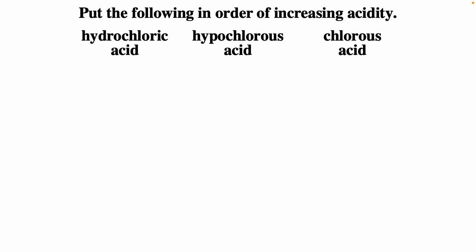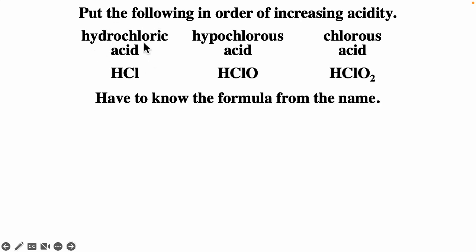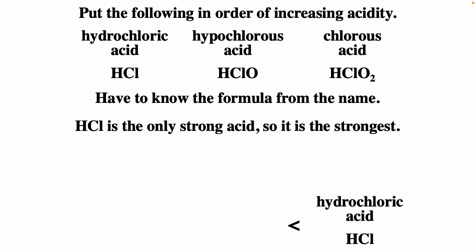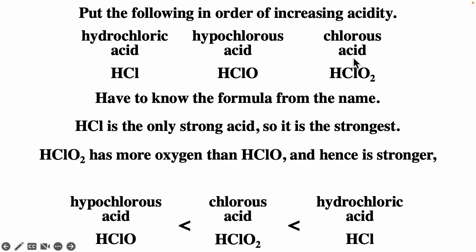Put the following in order of increasing acidity. And so we have hydrochloric acid, hypochlorous acid, and chlorous acid. This one, hopefully you recognize as a strong acid. And so that's going to be the strongest one. You should also be able to go from the name to the formula. So hydrochloric acid, HCl, hypochlorous, HClO, chlorous is HClO2. The hydrochloric is the only strong acid, so it's going to be the strongest acid. Now, the more oxygen, if the center atom is the same, the stronger the acid. And so the chlorous acid will be the next one, and the hypochlorous would be the last one.